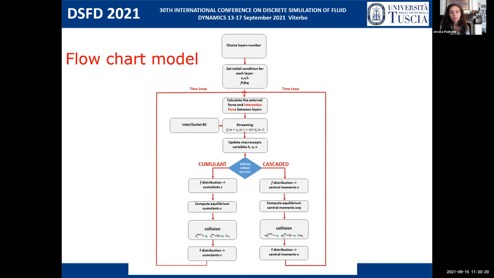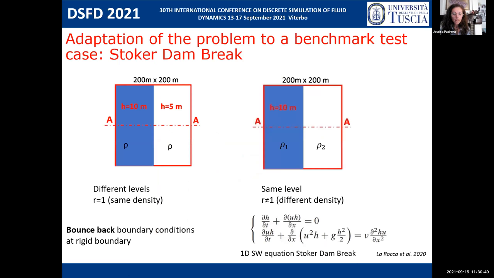We have our flow chart of the model, where we first choose our number of layers and set the initial condition for each layer, then after calculating the external force and interaction between layers and updating macroscopic variables, we can choose between cascaded or cumulant methods.